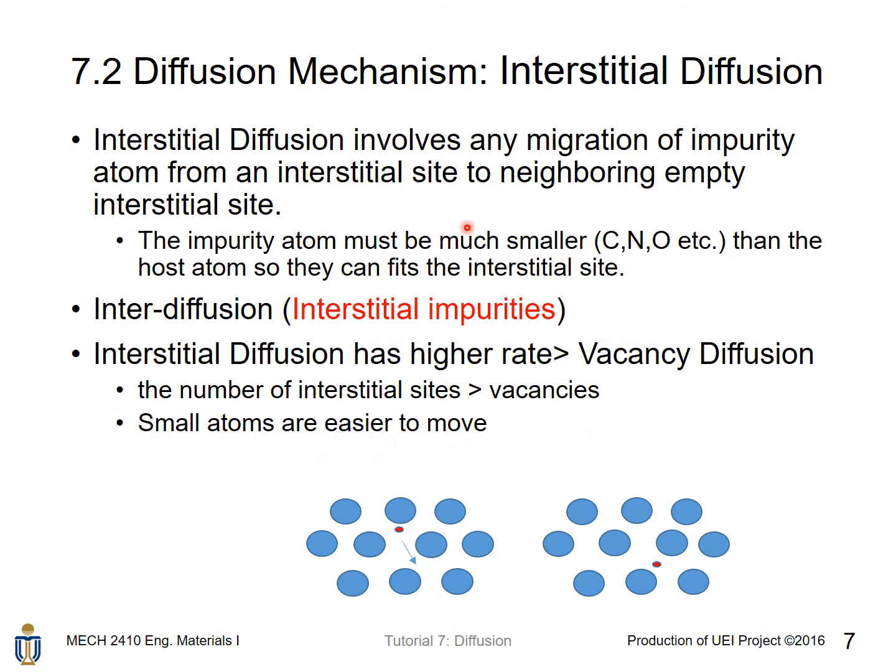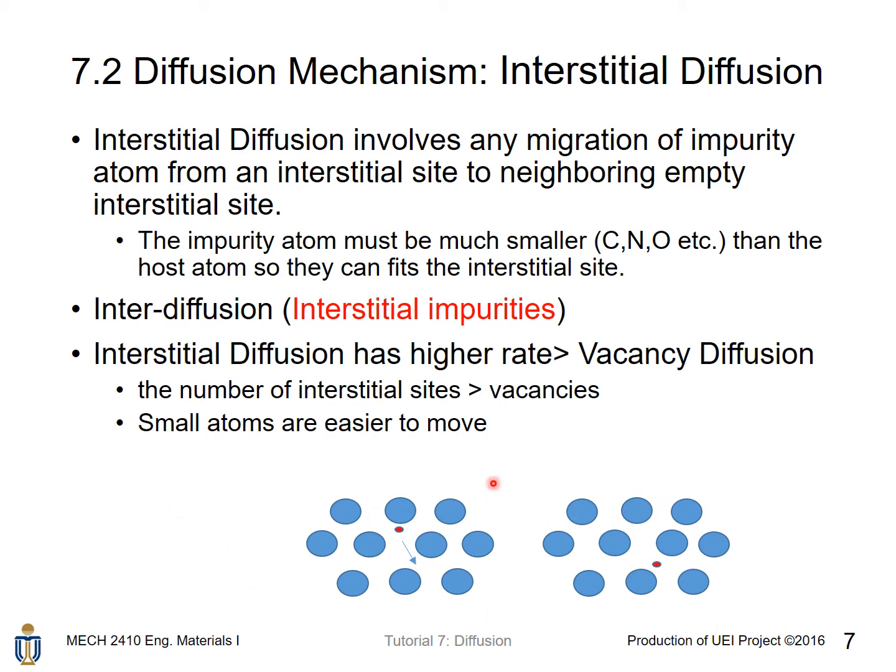Interstitial diffusion involves the migration of impurity atoms from an interstitial site to neighboring empty interstitial sites. Interstitial sites you can consider as the space between perfectly packed atoms. Because we know that even for perfectly packed atoms, there are still some spaces between them, which allows the migration of much smaller impurity atoms into those spaces, as described by the picture here.